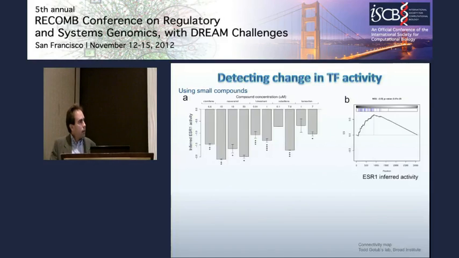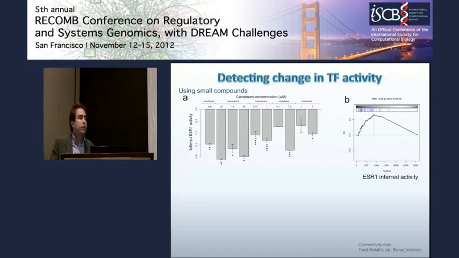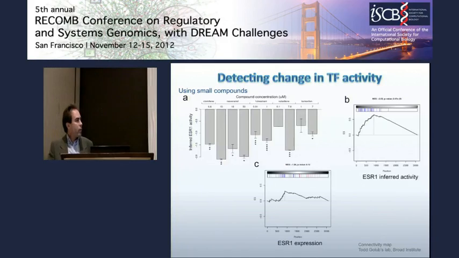If we rank all the samples according to the inferred activity of the estrogen receptor, and we superimpose the samples that were treated with the antagonists, we can see that all the samples treated with the antagonists are enriched among the samples that show the lowest activity for the estrogen receptor. But if we do the same with the expression level of the estrogen receptor, we can see that there's no enrichment. So all of these compounds are affecting the activity of estrogen receptor, and we can detect that, while they are not affecting the messenger RNA level at all.